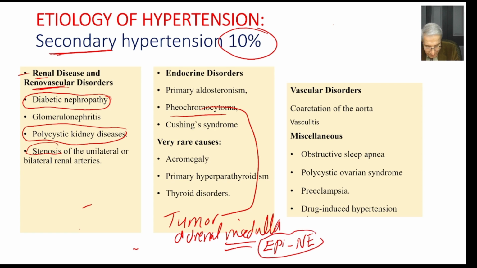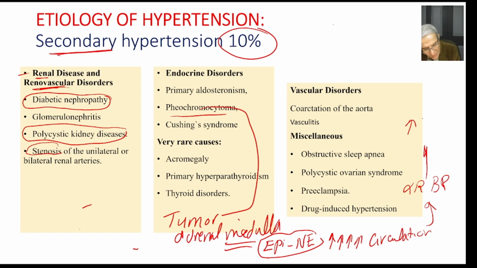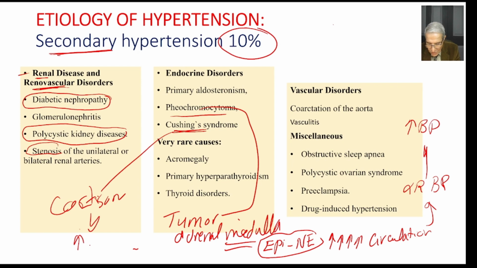Okay, so when you have a tumor, that means we have more epinephrine, and epinephrine will be released to the circulation. Norepinephrine will stimulate alpha and beta receptors. This will lead to increased blood pressure. I'm going to discuss that later on. So that is pheochromocytoma. Cushing syndrome is associated with an increased level of cortisol, and this will lead to increased blood pressure through the retention of sodium and water.